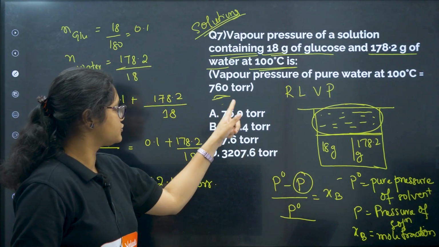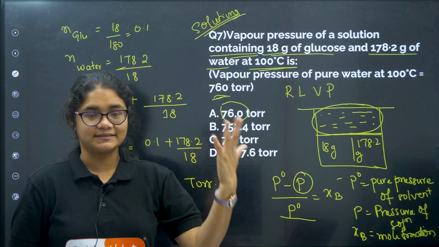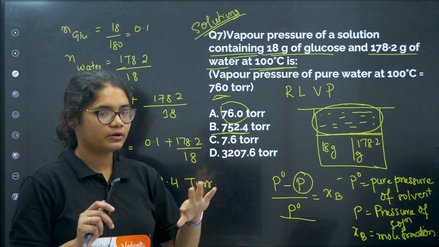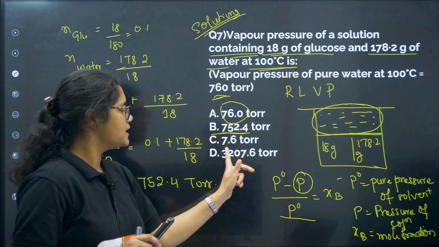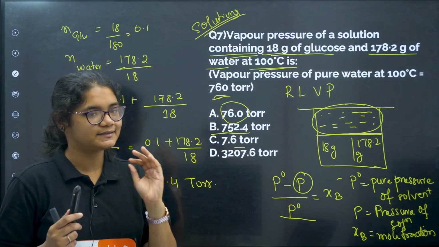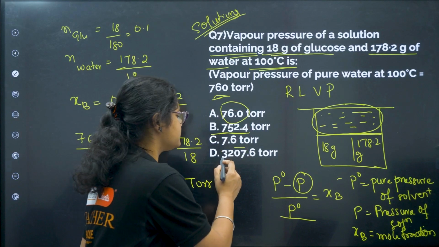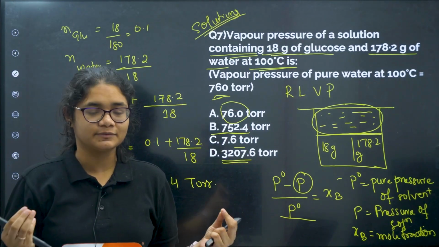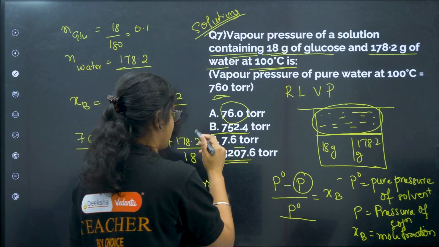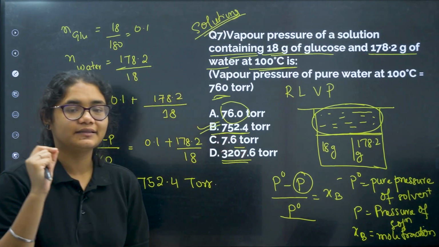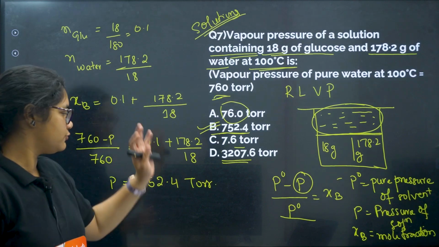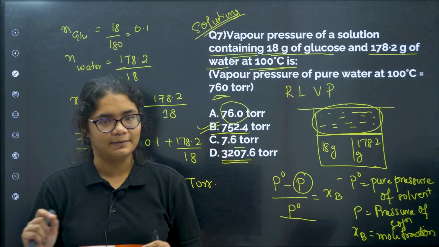Now if you see the first option, 76 and 760 are too different from each other. 752.4 is somewhere near 760, 7.6 is much less than 760, and 3207 means the pressure has increased, right? That is the impossible case. So in that case, you find B is the only option that looks like the more probable answer, and if you do the calculation also, we'll get the same answer.